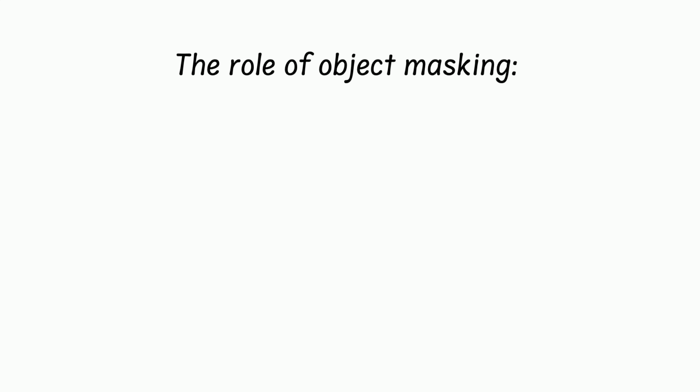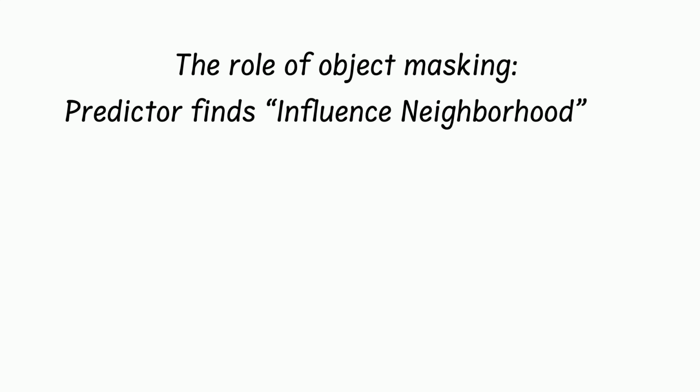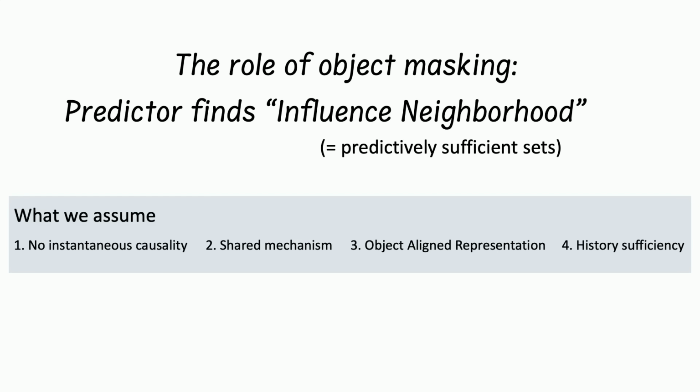And here, to go back to the role of object masking, we would say this predictor finds the influence neighborhood. Influence neighborhood is just a name we define, but it's a predictively sufficient set. So it's a minimal set that it needs to predict the mask token correctly. And more formally, this can be true with 4 assumptions.